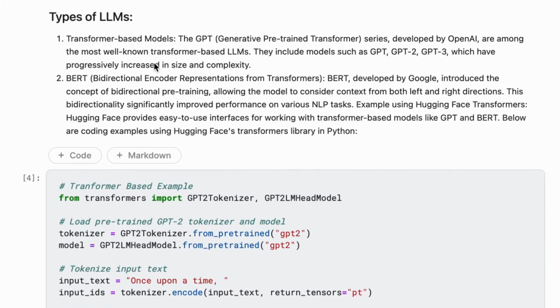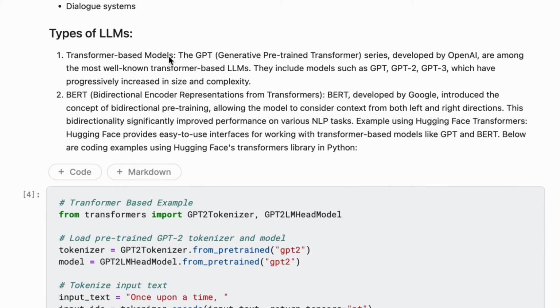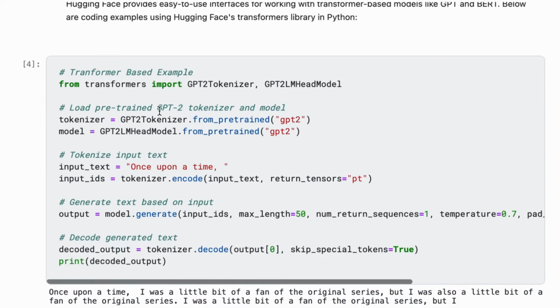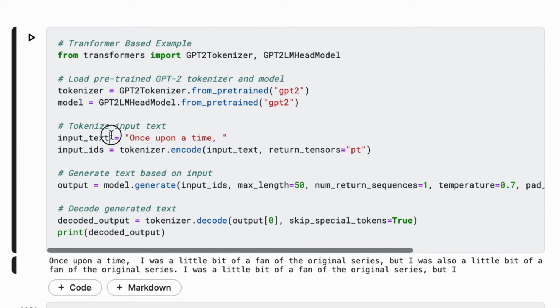Okay, so let me just give you an example of both these two types of large language models. The first is the transformer based model. So we load the GPT-2 large language model here, and I give it a text to complete. When I tokenize this text and pass it to my model, it decodes and generates the output as well. So you see, for the max length of 50 tokens, it generates a 50 token text completion for me.